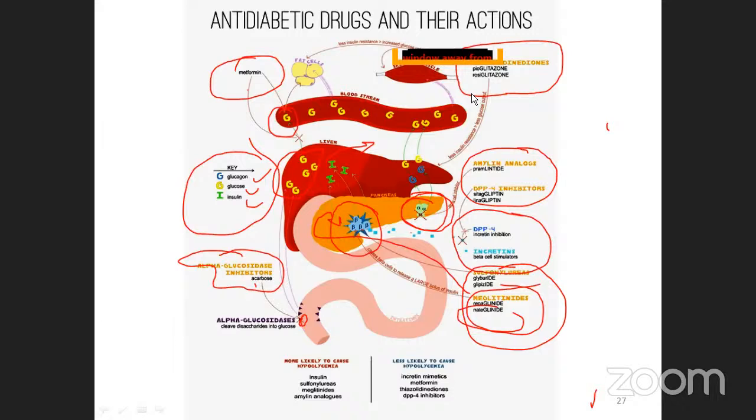If somebody asks you what exactly the mechanism of action of DPP-4 or thiazolidinediones is, you will forget. So that's why I'm telling you: repeat the study intermittently.